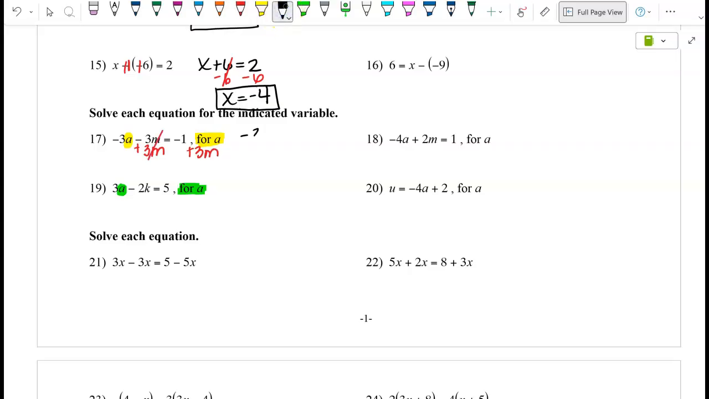So I have negative 3a equals, and you can either write it as negative 1 plus 3m, or you can rearrange it and say 3m minus 1. They're the same thing.